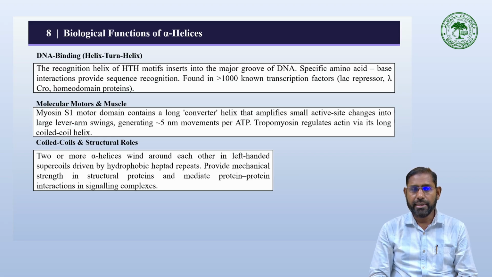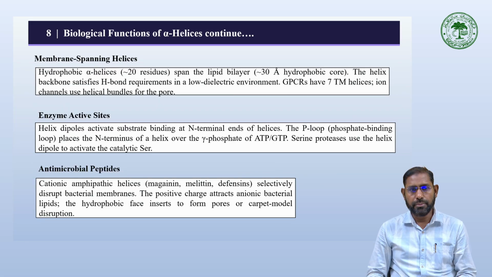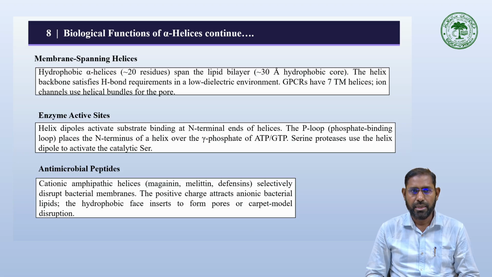Then there is the coiled-coil structure rule. Two or more alpha helices wind around each other in a left-handed supercoil driven by hydrophobic peptide repeats, and provide mechanical strength in structural proteins. Because of this, the two-helix coiled coil also mediates protein-protein interaction in different signaling pathways or complexes. Now the membrane: another biological function of alpha helices is membrane spanning helices.